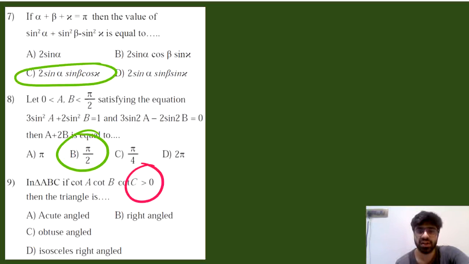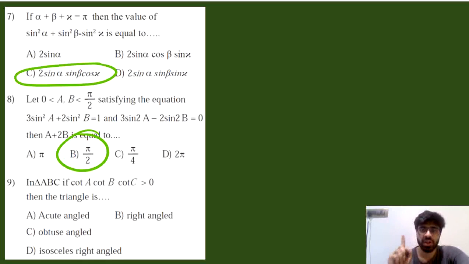The product can be greater than 0 only when these three terms are positive, which is possible only when A, B, C are going to be acute angles. You might be wondering, what if two of them are negative? See, two of them can't be negative because you cannot have two obtuse angles in the same triangle.